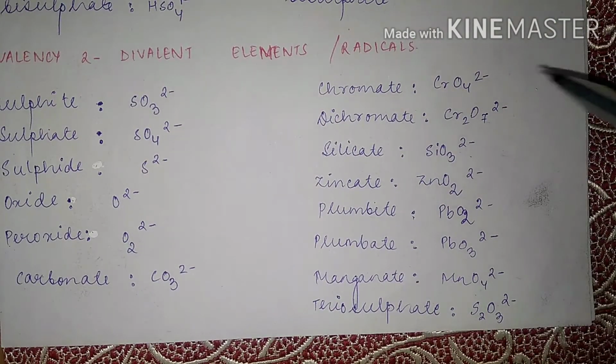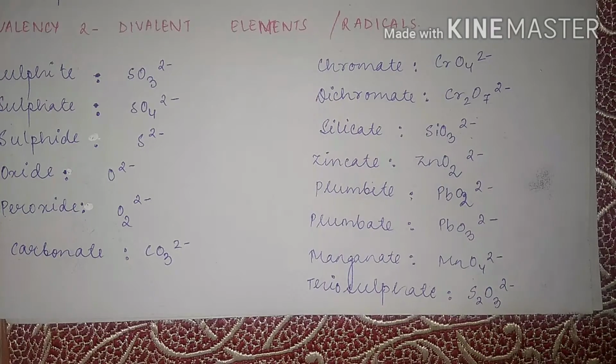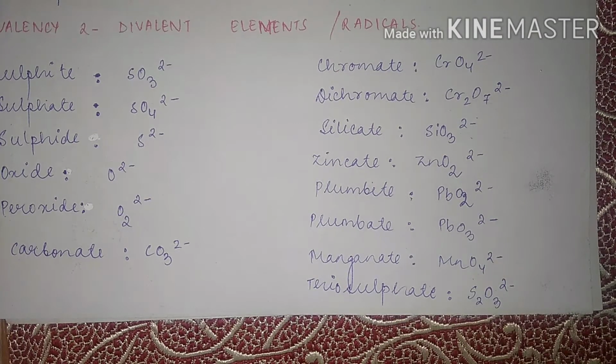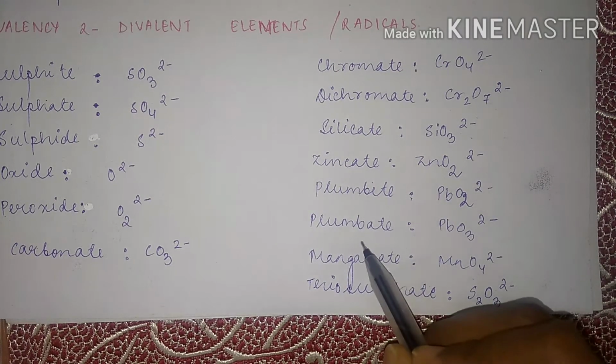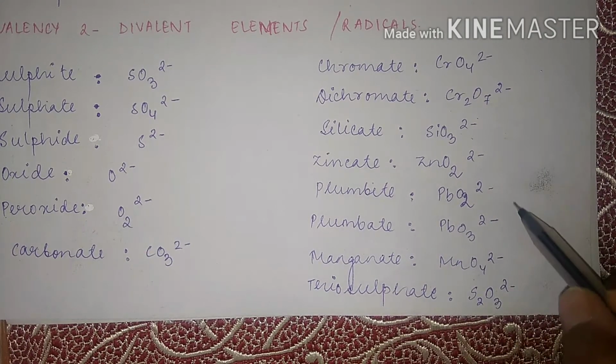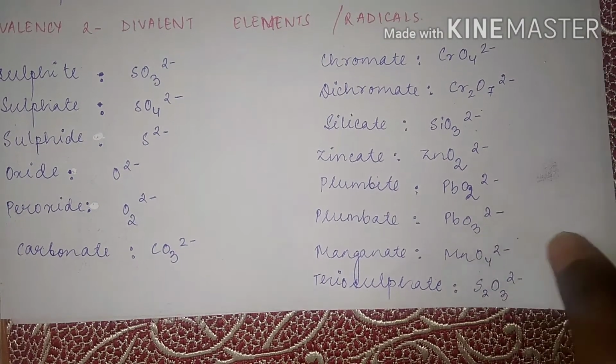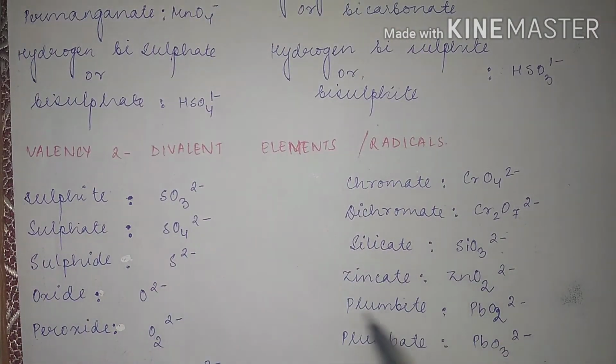Then we have chromate, CrO4 2 negative. Dichromate, Cr2O7 2 negative. Then silicate, SiO3 2 negative. Then we have zincate, ZnO2 2 negative, plumbite, PbO2 2 negative, and plumbate, PbO3 2 negative. Keep a mark on these two, plumbite and plumbate. Then manganate comes up with MnO4 2 negative, and thiosulfate is S2O3 2 negative. With valency 2 we have mostly radicals only.